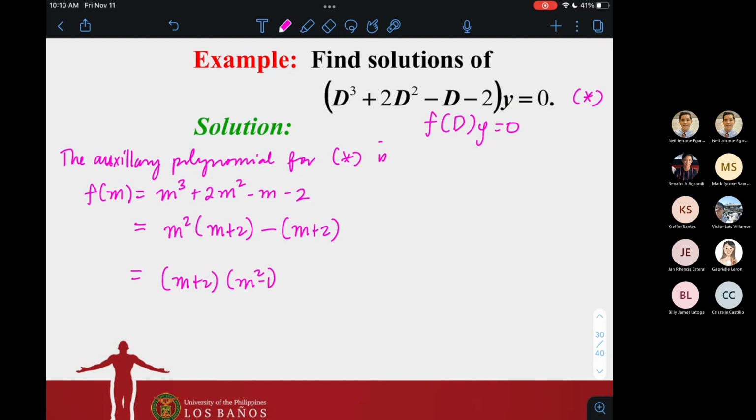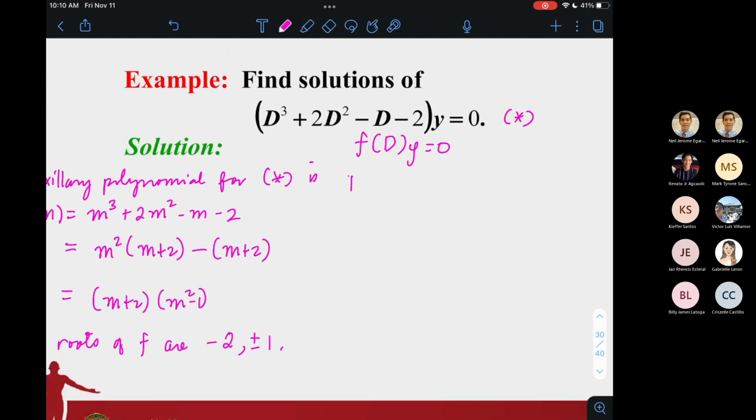Right? So therefore, the roots of f are negative 2 coming from this factor, all right? Kasi ang gagawin mo, i-equate mo to sa 0, mag-0 lang ito kapag ka si m ay negative 2 o kaya si m ay plus or minus 1. So we found three roots to our auxiliary polynomial, and from these three roots of the auxiliary polynomial, we can get one solution apiece for the differential equation.